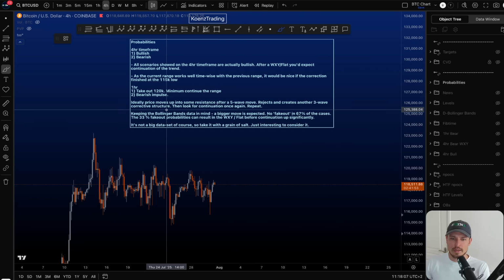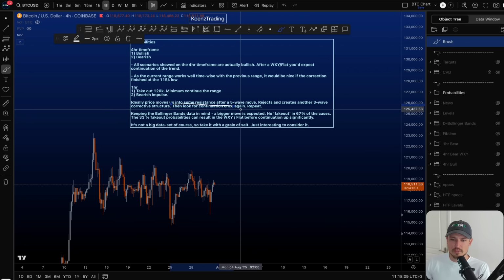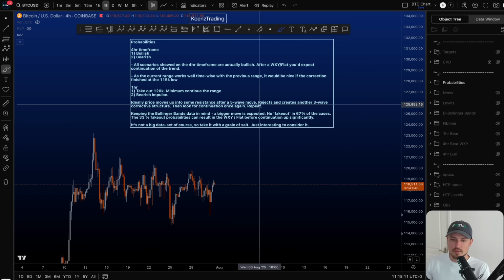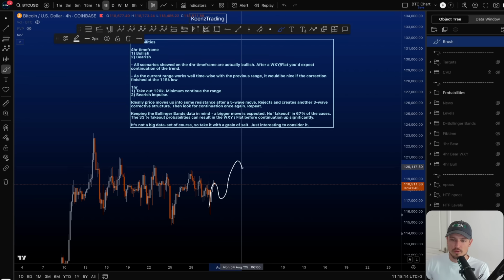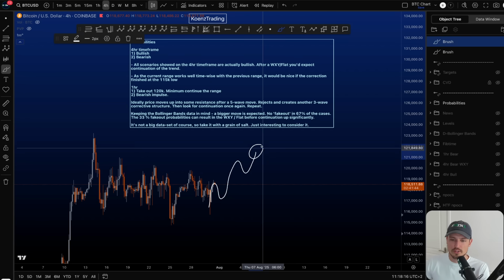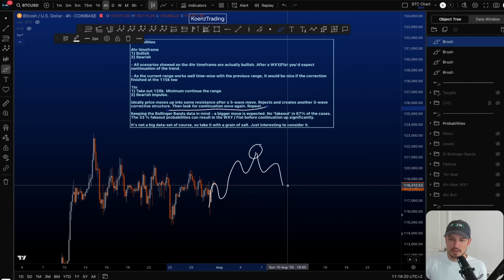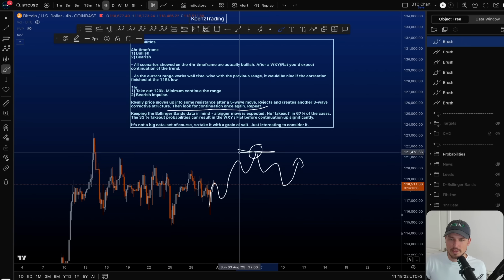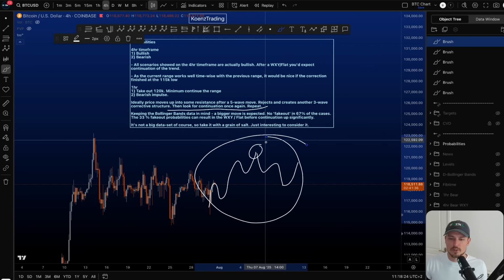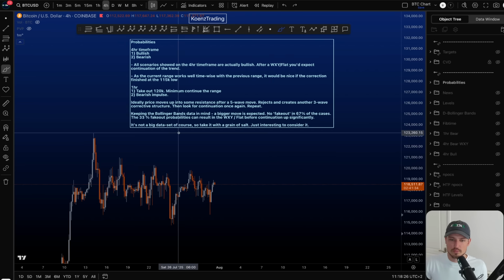Now, ideally, price moves up into some resistance that I showed earlier after a 5-wave move. Wave 1, wave 2, 3, 4, a 5-wave structure into resistance, and creates another 3-wave corrective structure to the downside. And if that happens, we look for price to move up again and take out the high. The more often this happens, the better it is for the bulls.